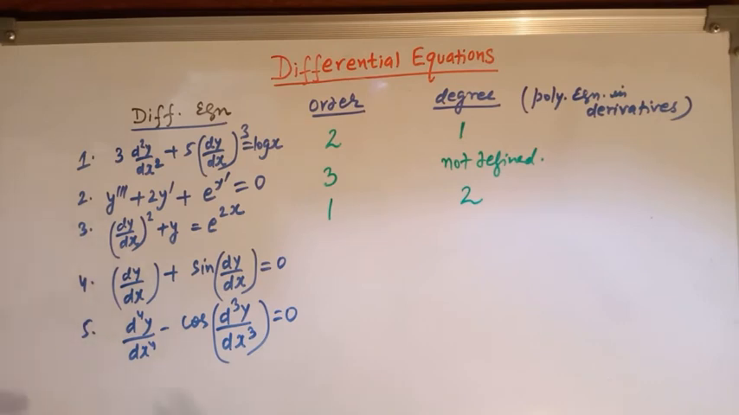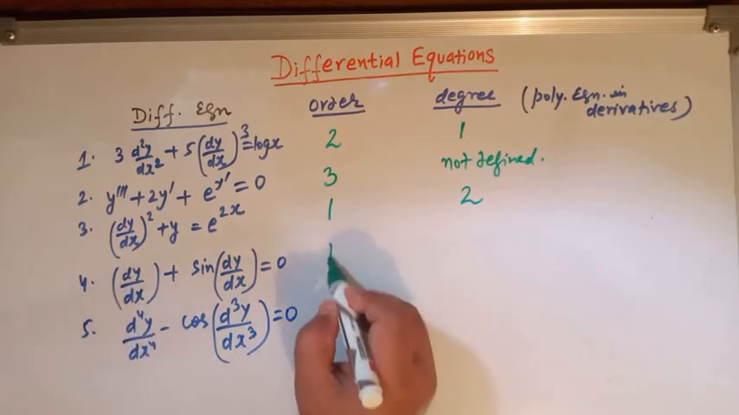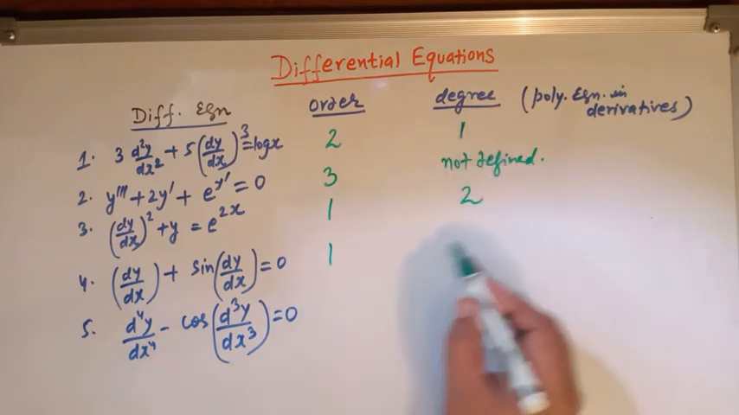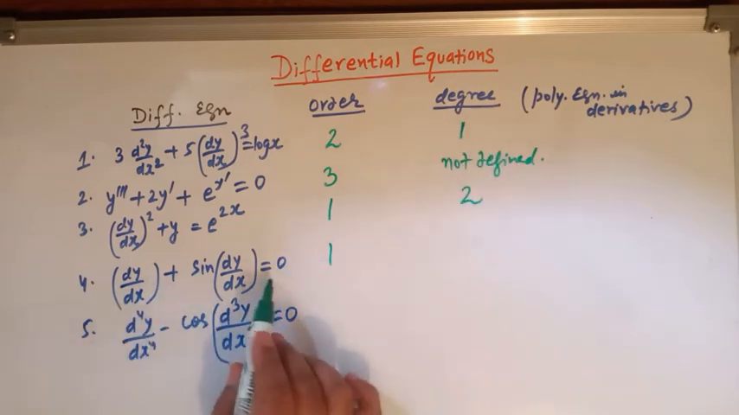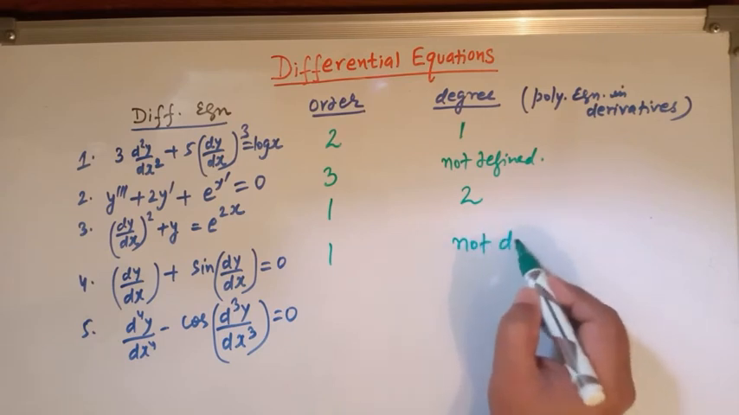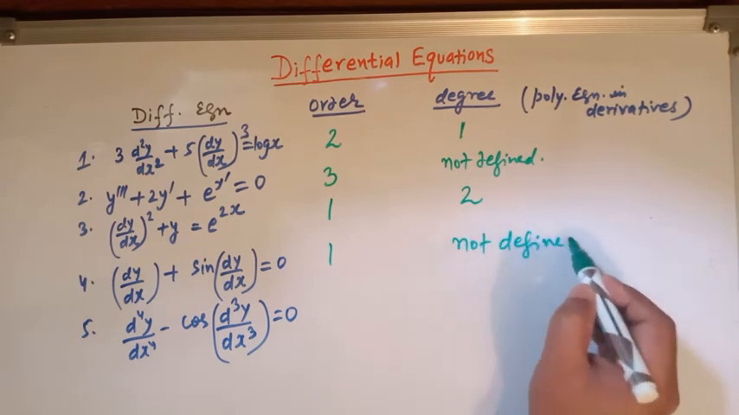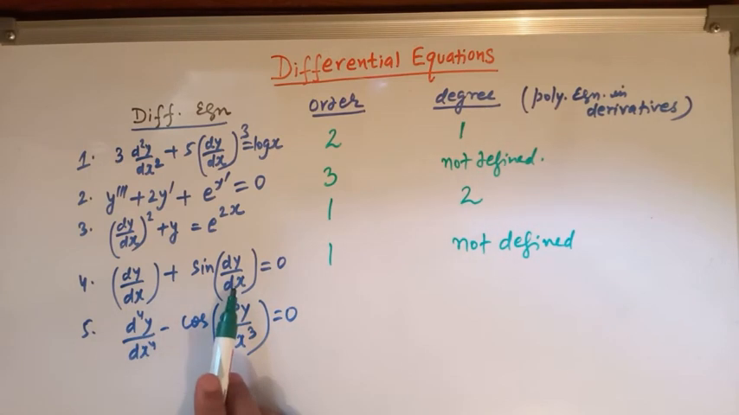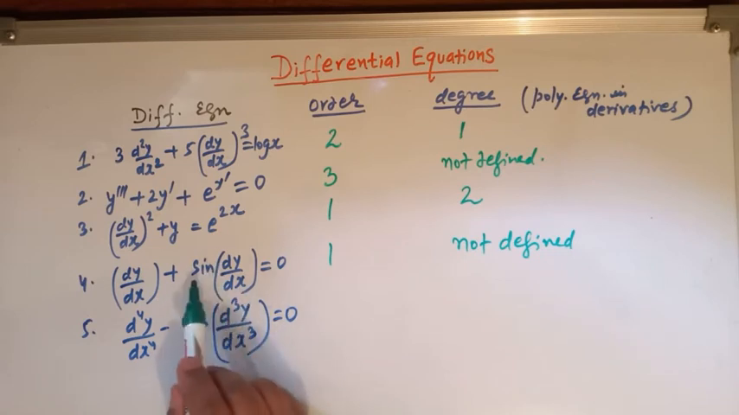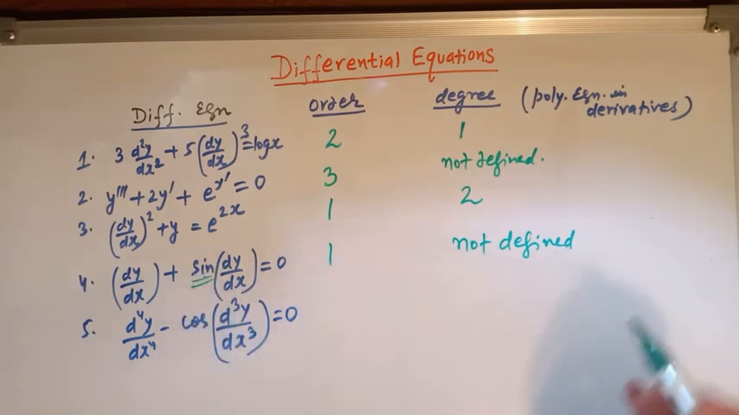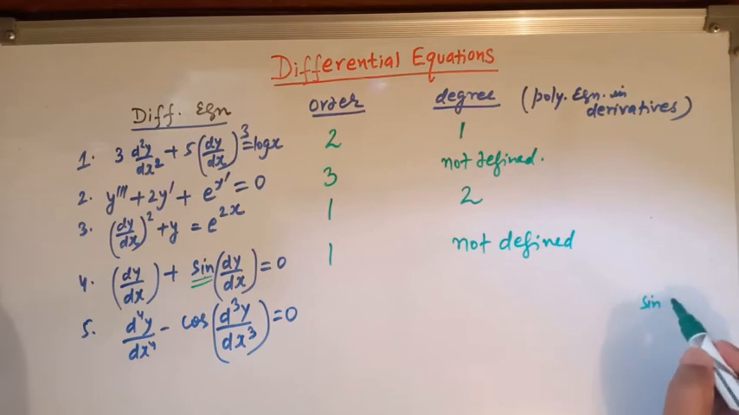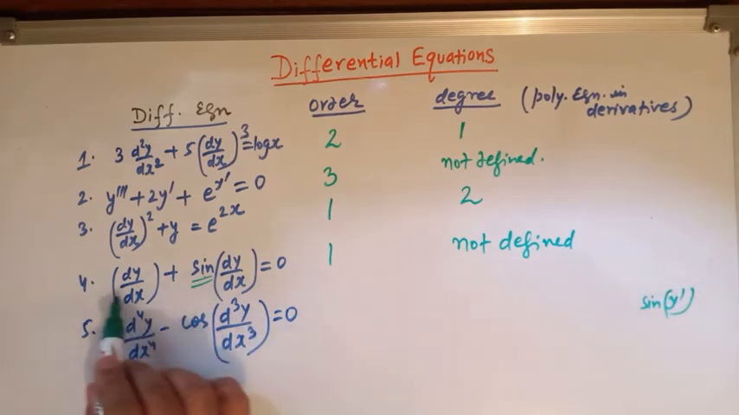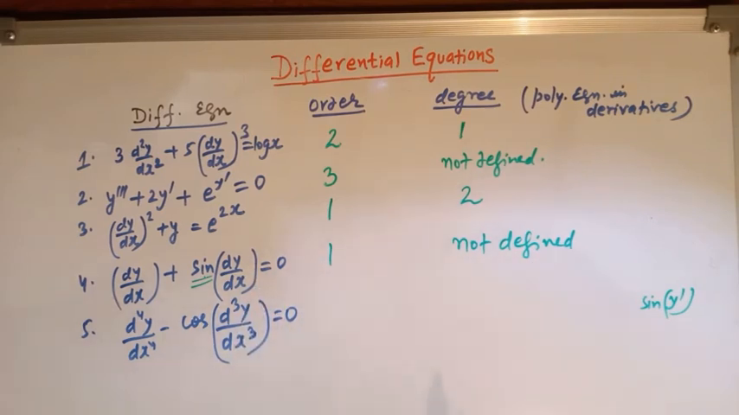Clear? Again, in example 4, the highest order derivative is the first order derivative, so the order is 1, and the degree is not defined because it is not a polynomial equation in its derivatives. Clear? Because here dy by dx occurs inside this sine function. See, we have a sine of y prime here, so this equation is not a polynomial equation.